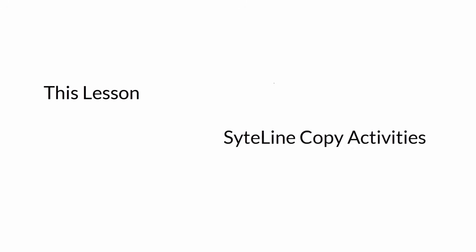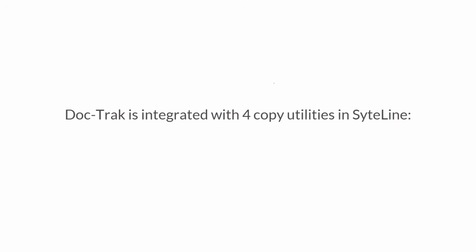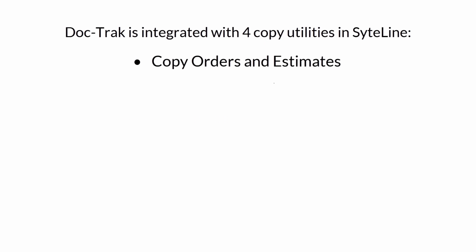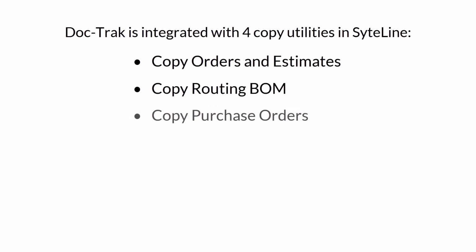For this lesson, we're going to discuss how DocTrack works with copy activities. You'll find various forms that allow you to copy different kinds of records. DocTrack is integrated with 4 of these copy utilities: Copy Orders and Estimates, Copy Routing Bills of Material, Copy Purchase Orders, and Move Prospect to Customer.